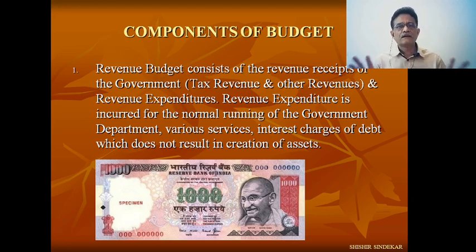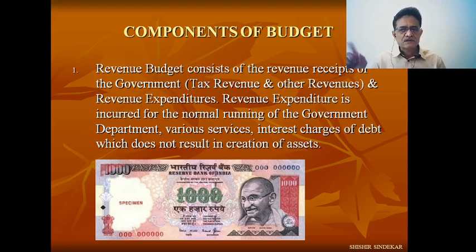So in the same way, the government budget is divided into two parts. First is revenue budget and second is capital budget. So revenue budget consists of revenue receipts of the government, which include tax revenue and non-tax revenue, and revenue expenditure, which is incurred on the normal running of the government departments, to pay the salaries of the government employees.